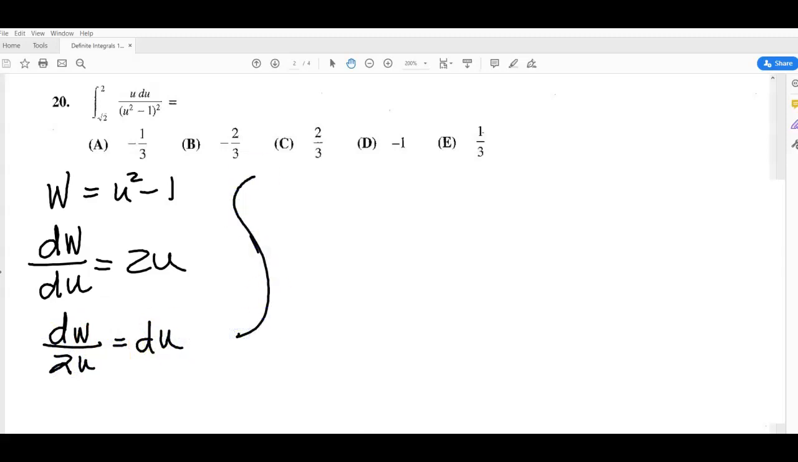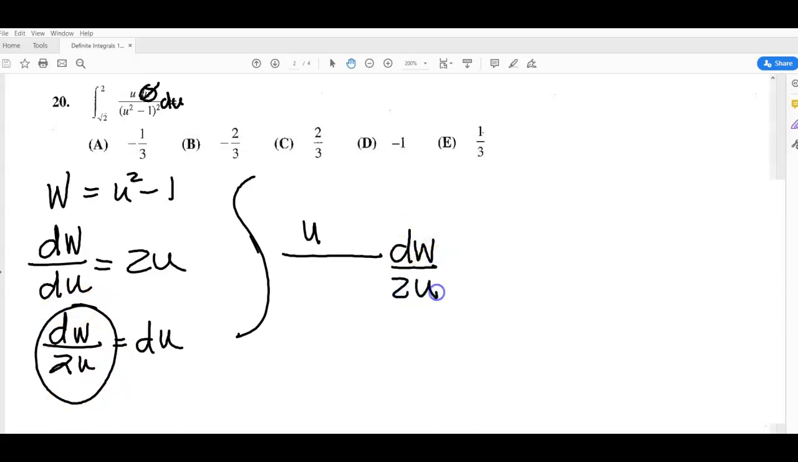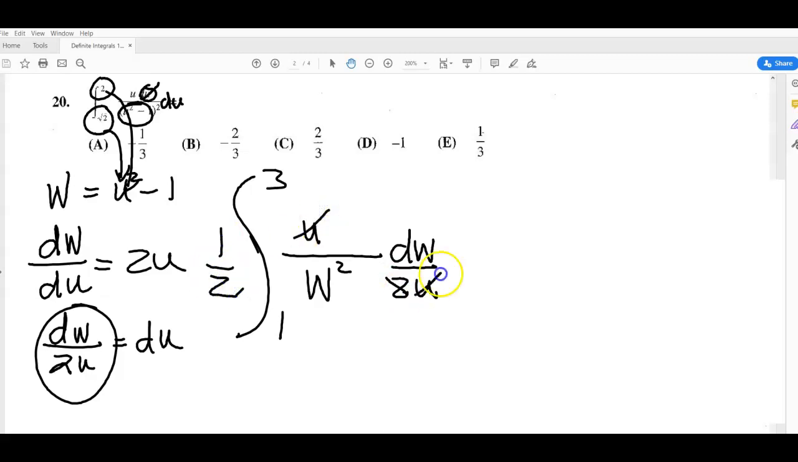U-substitution time. u stays on top. I don't like it when they put the du on top, so I'm going to move it to the side. And we're going to replace that du with dw over 2u, and we're going to replace the bottom inside of the parentheses with a w, and it's being squared now. That's really the only difference. Plugging in your limits: square root of 2 squared is 2, take away 1 is 1. Plug in this limit, 2 squared is 4, take away 1 is 3. So if we put this half in the front and cross off these u's, here's what our problem will look like in a simpler format.